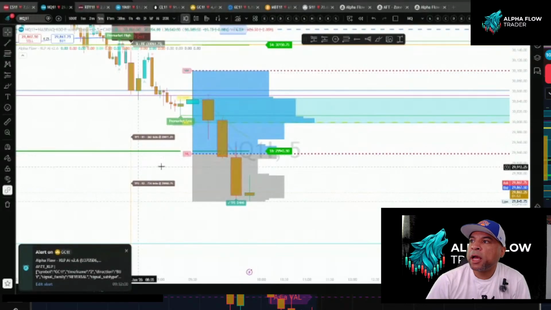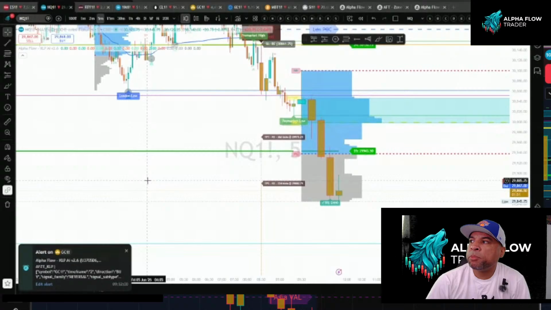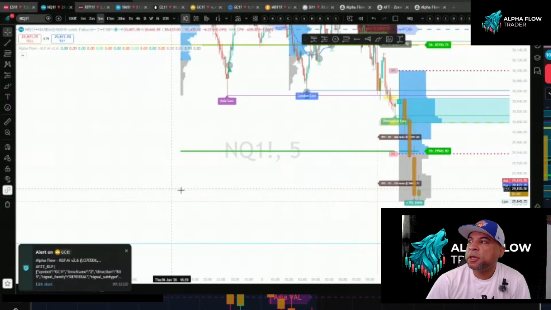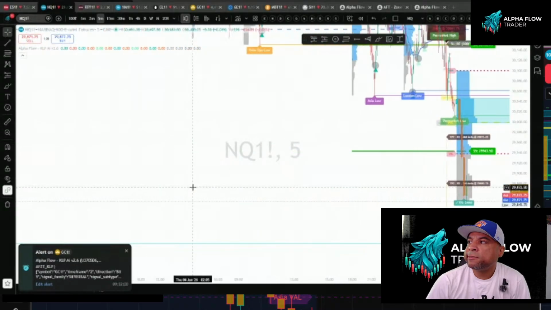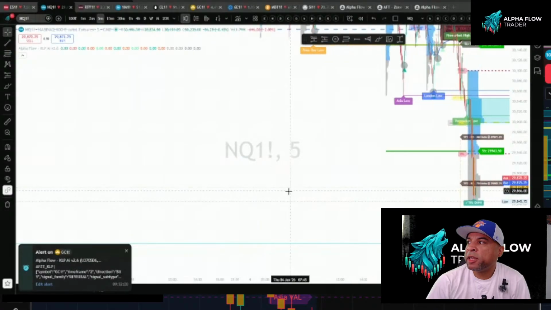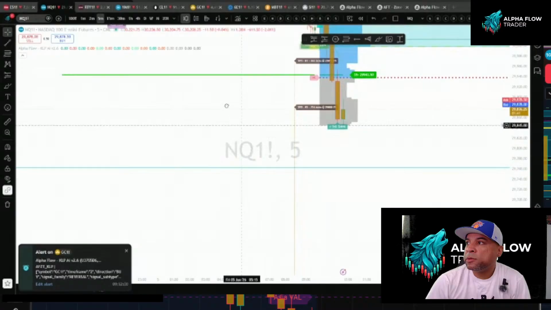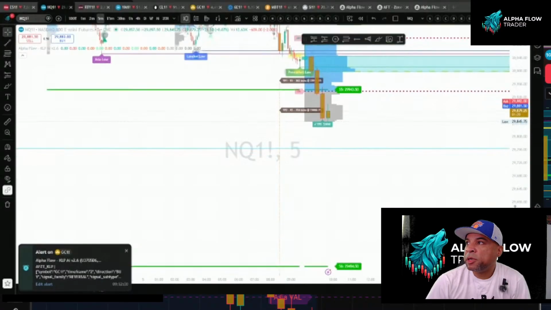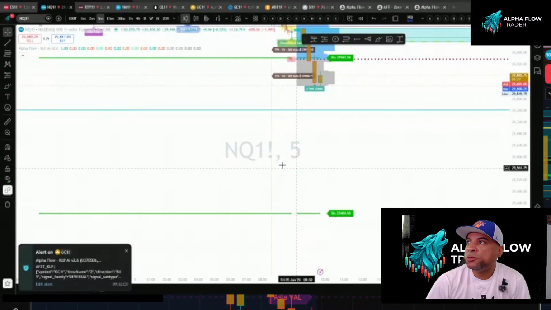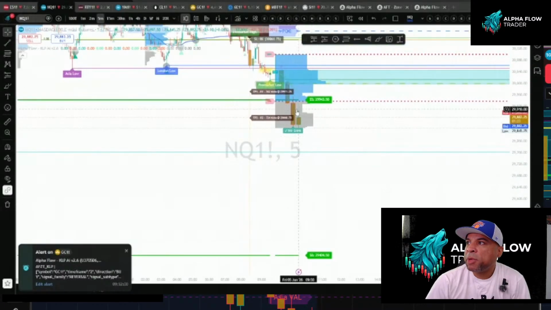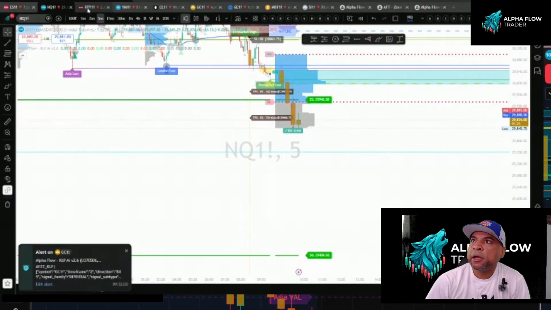All right, so we got NQ well past S5. We do have an S6 level that would be in play, but the market would have to really, really dump to get down to S6. I wouldn't mind NQ coming down, taking out prior week's low here, and then drifting back up, looking for a reversal there.